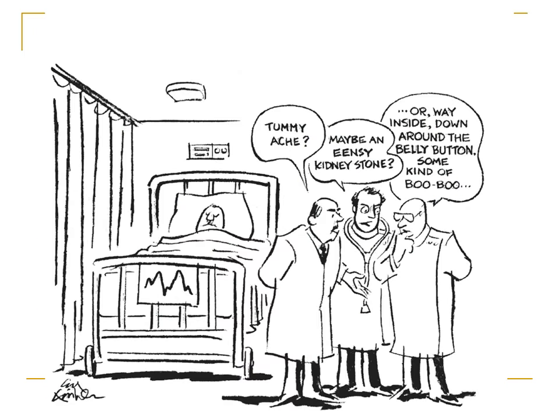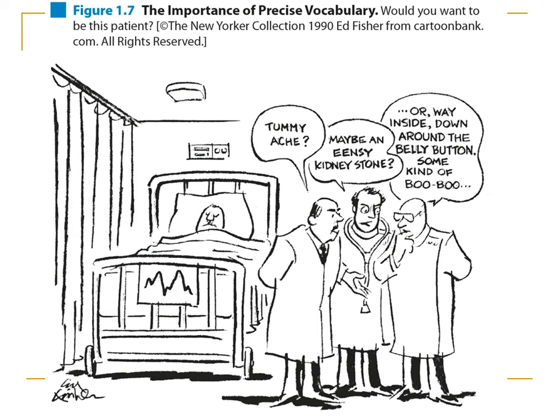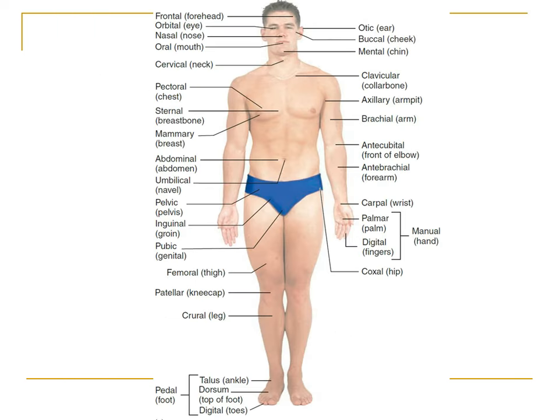So let's have a glance at this picture. Imagine that you are the one lying in the bed, and these are the doctors talking about your case. One is talking about the tummy ache, one is talking about the kidney stone, and someone is explaining your condition, like there is a boo-boo around your belly button region. When you hear the doctors talking in these terms, would you like to be the patient of such clinicians? Of course not. To explain a particular condition, we need a precise vocabulary, and this vocabulary tells how the human body is termed.